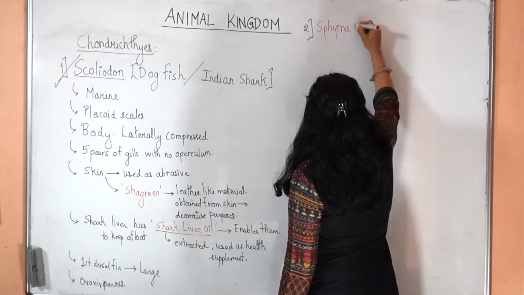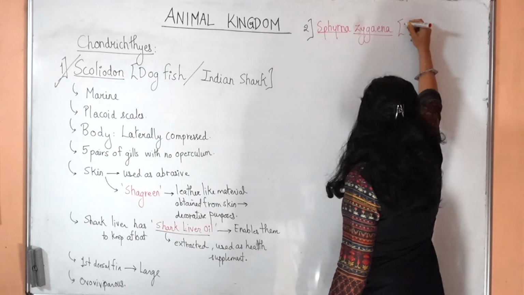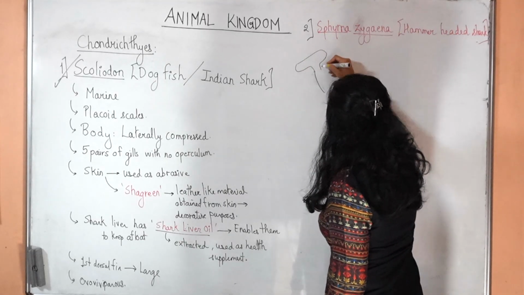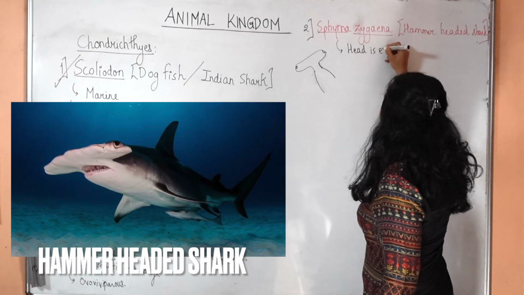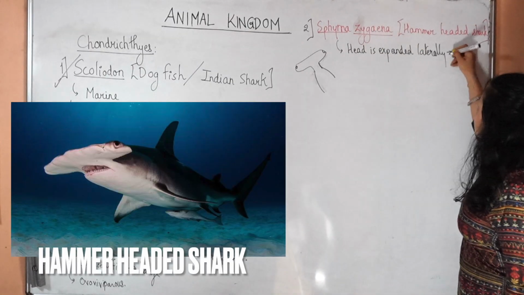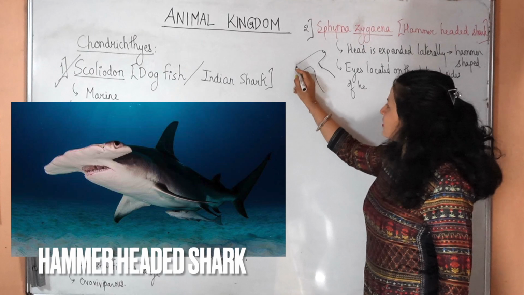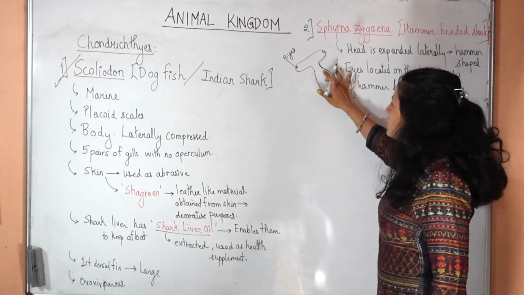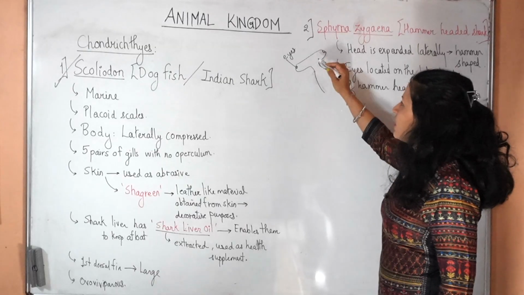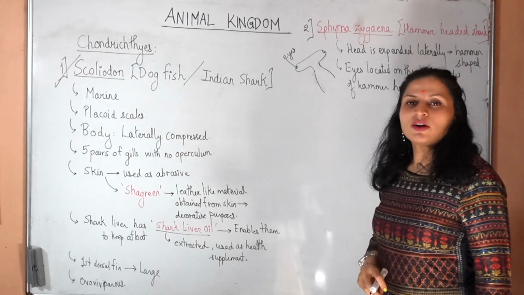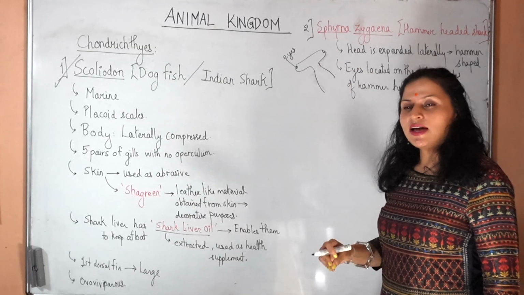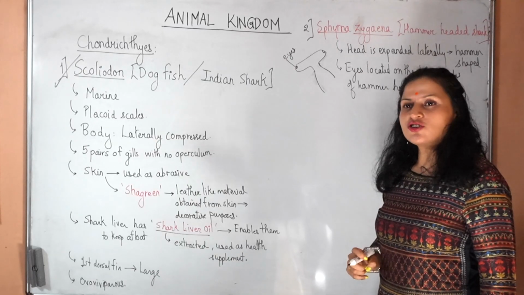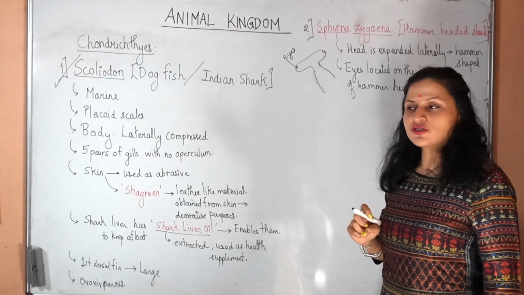Second example, Sphyrna zygena, the hammer-headed shark, very prominently known for its hammer-headed snout. Its head is expanded laterally and it is hammer-shaped. These are the eyes. The eyes are located on the lateral sides of the hammerhead. Now, what is the advantage of having such kind of hammer-shaped head? So, you must be knowing about these Ampullae of Lorenzini that cartilaginous fishes have on their snouts, isn't it? It is a feature in the cartilaginous fishes only.